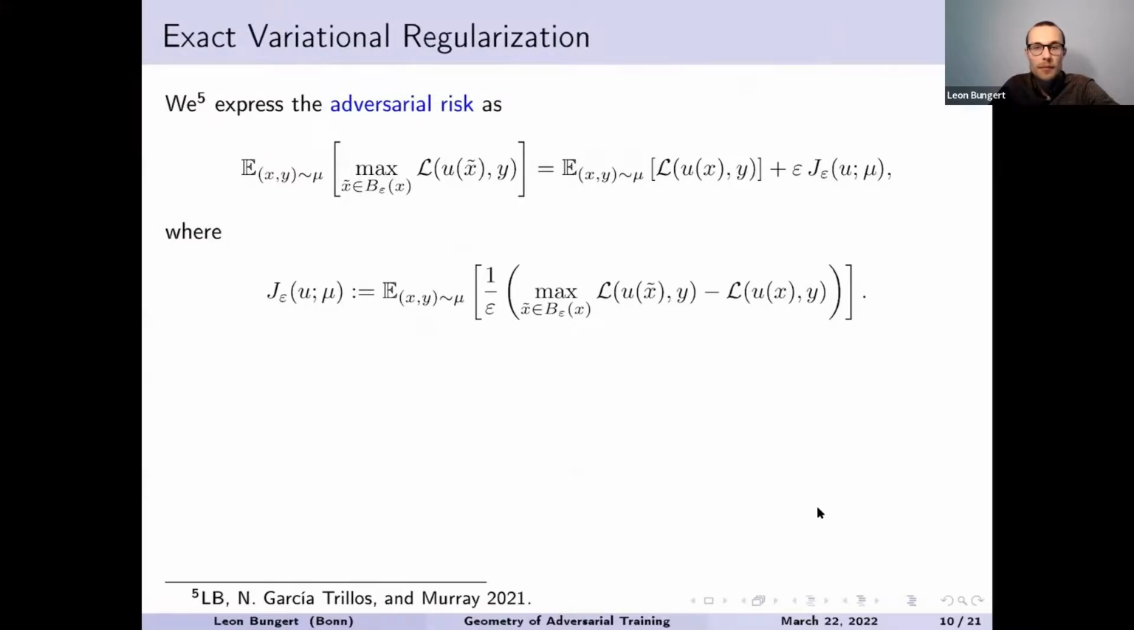And to see this, first let me tell you how we do this rewriting. And this is completely trivial. It's just a tautology. You define this J epsilon functional in such a way that the identity here is trivially true. So you basically just take the adversarial risk and you subtract the empirical risk, and this way this identity is always true, since we also divide by epsilon here and multiply by epsilon. So there's nothing behind this. But then to understand what's going on, you have to analyze what is this functional J epsilon. Can you give meaning to this functional?